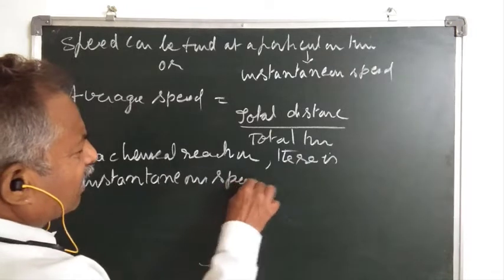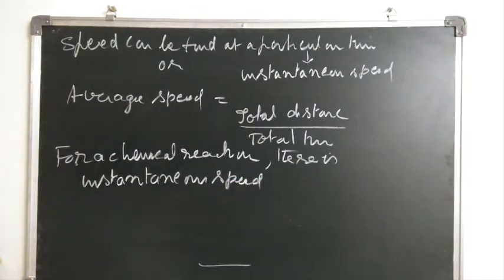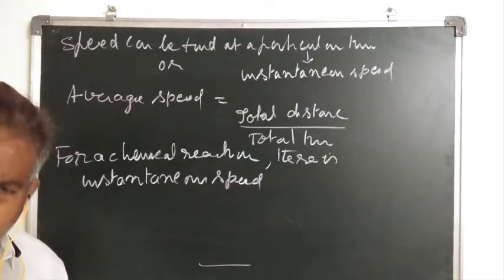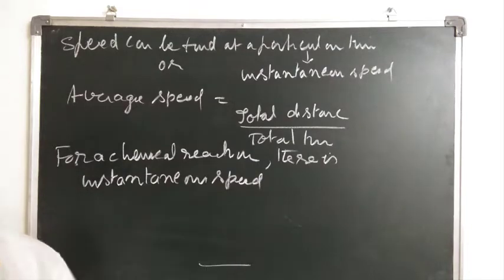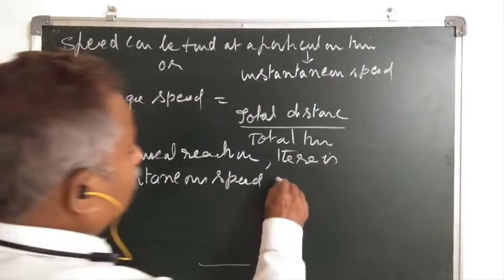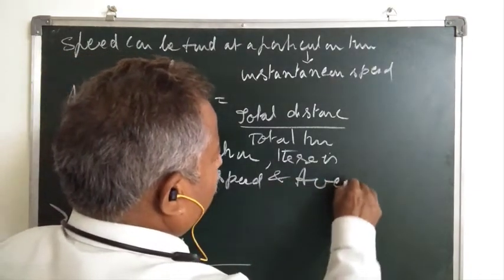Instantaneous speed means disappearance of a reactant or appearance of a product at the given time instance. And average speed.